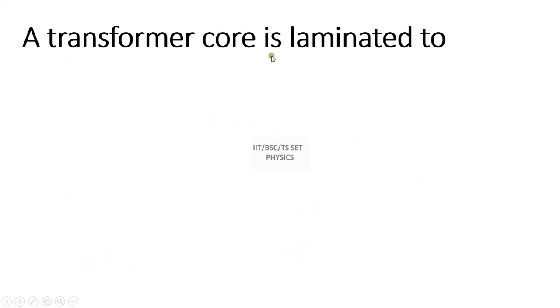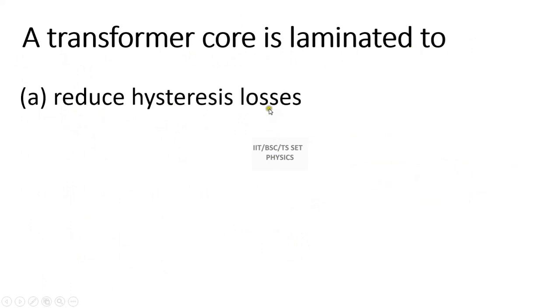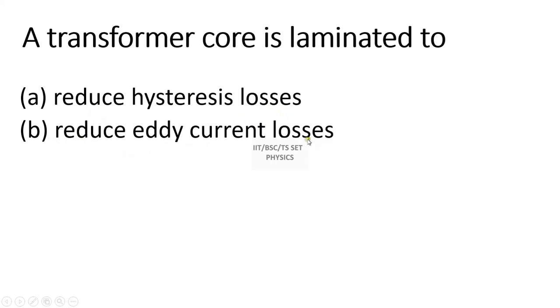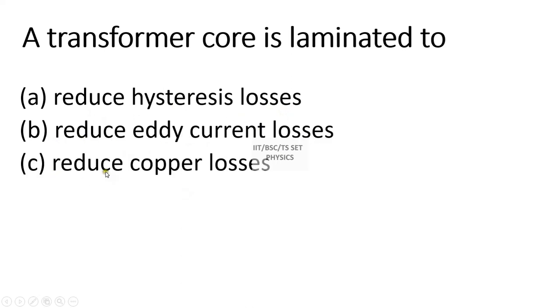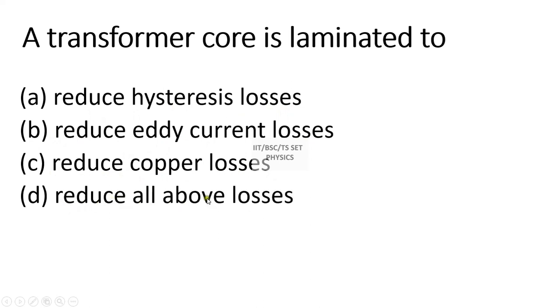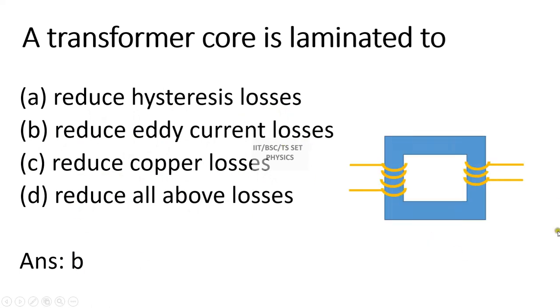A transformer core is laminated to A. Reduce hysteresis losses, B. Reduce eddy current losses, C. Reduce copper losses, D. Reduce all the above losses. Answer B, reduce eddy current losses. Eddy current means a loop of current is nothing but eddy current.